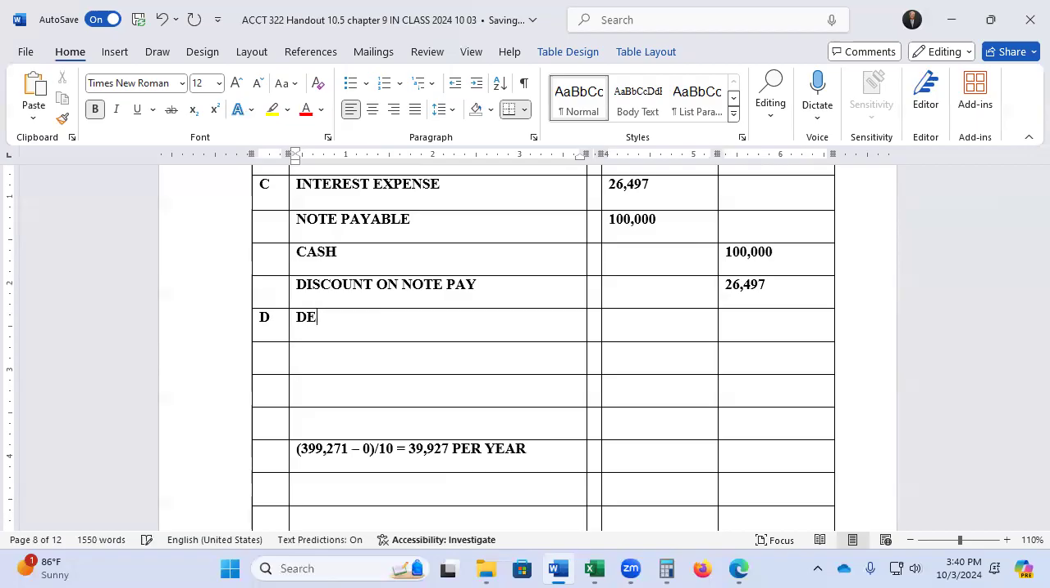And so we're going to record depreciation expense, 39,927, and accumulated depreciation for equipment. Not making everything a truck today. 39,927.